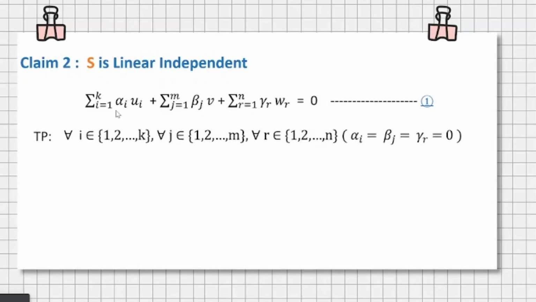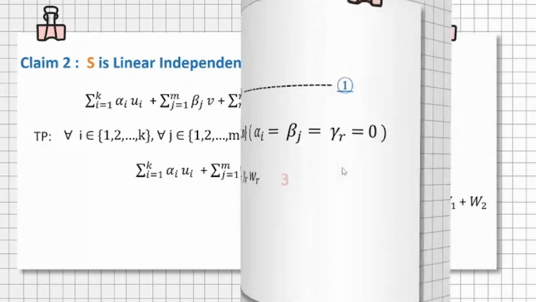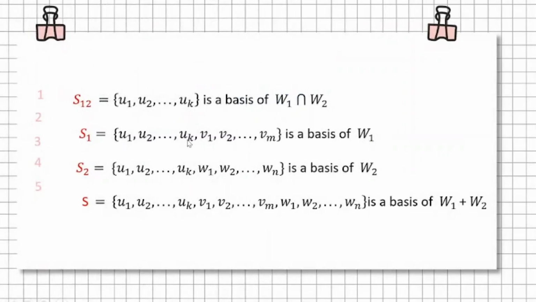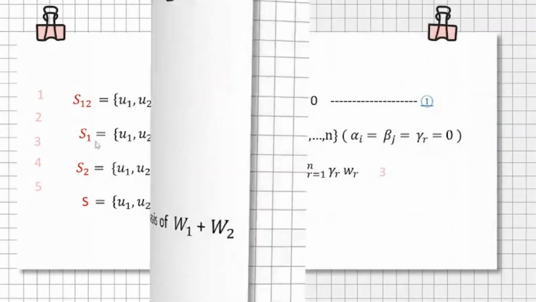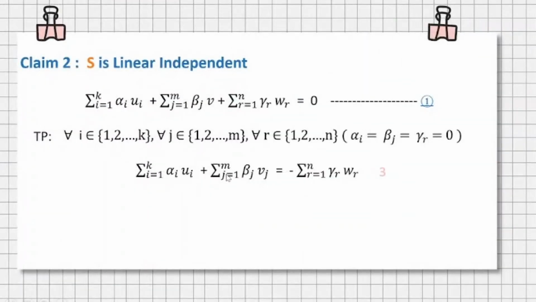Okay. Now equation 1 implies that the linear combination of alpha i ui plus the linear combination of beta j vj equals minus the linear combination of gamma r wr. Subtracting this on both sides of the equation, we get this. Now see that the LHS of the equation is in the form of elements of S1: U1, U2, UK and V1, V2, Vm. Then the LHS of this equation belongs to W1, because S1 is the basis and it is a linear combination of elements of S1. Then the LHS of the equation belongs to W1, right?